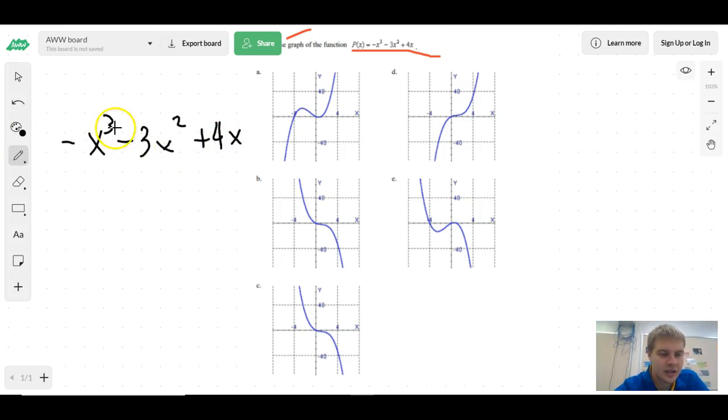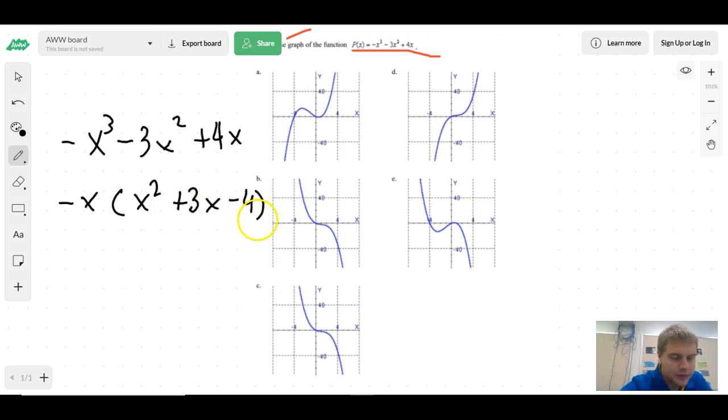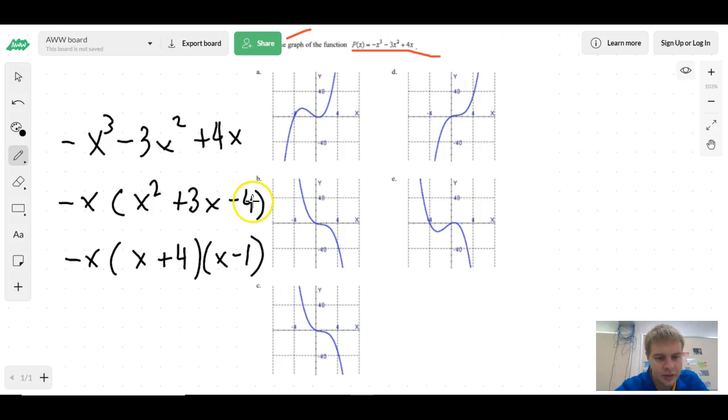You can see on this that they all share an x, so I'm going to factor out an x. Actually, I'm going to factor out a negative x since there's a negative in front. That'd give me negative x times x squared plus 3x minus 4. And you can then see that this would factor into x plus 4 and x minus 1, because 4 times negative 1 is negative 4, and 4 plus negative 1 is 3.